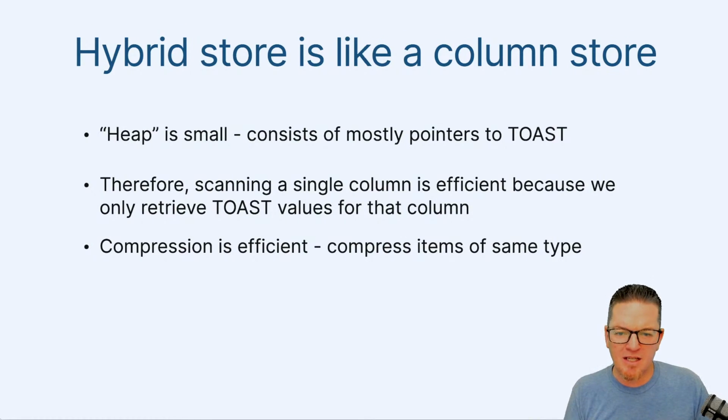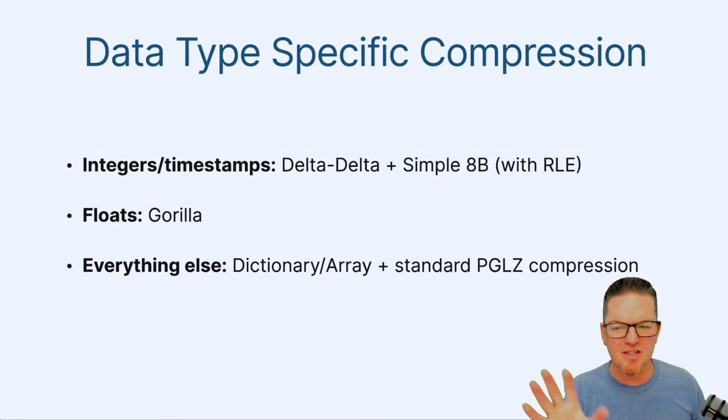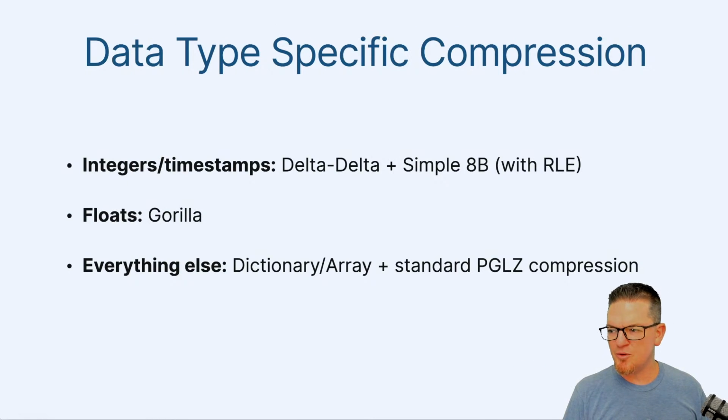So scanning a single column is efficient and compression is efficient. So here's how we compress. Again, this is all in the blog post I showed earlier, and I'll show it again before I switch over. Integers and timestamps, we do delta delta and or simple 8-bit. And again, you can read how we do that. Floats, we do Gorilla compression. That's something that was devised by Facebook. And then everything else, we do a dictionary array.